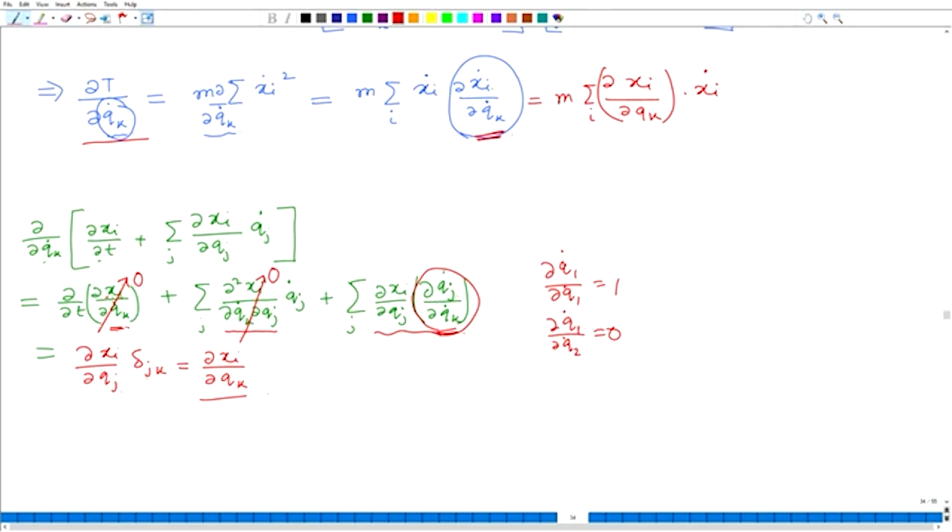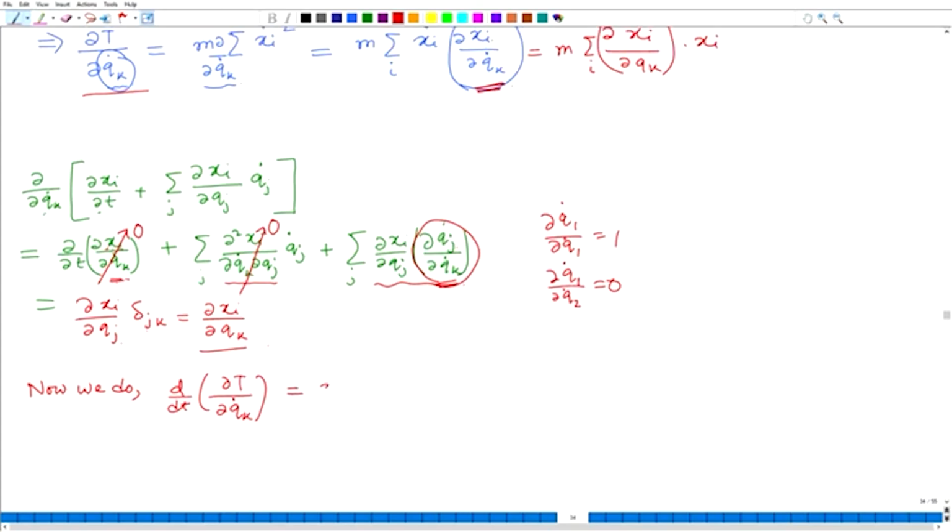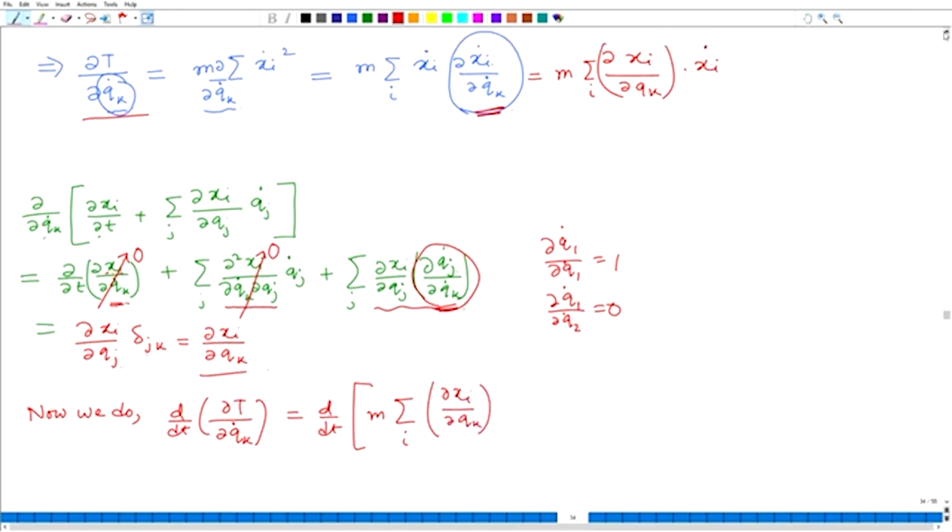Okay. So, this is something very interesting. Now, if I do a d/dt of this quantity, we do d/dt of ∂T/∂q_k dot. So, it is nothing but d/dt of m summation over i ∂x_i/∂q_k, times x_i dot. That much I can say.